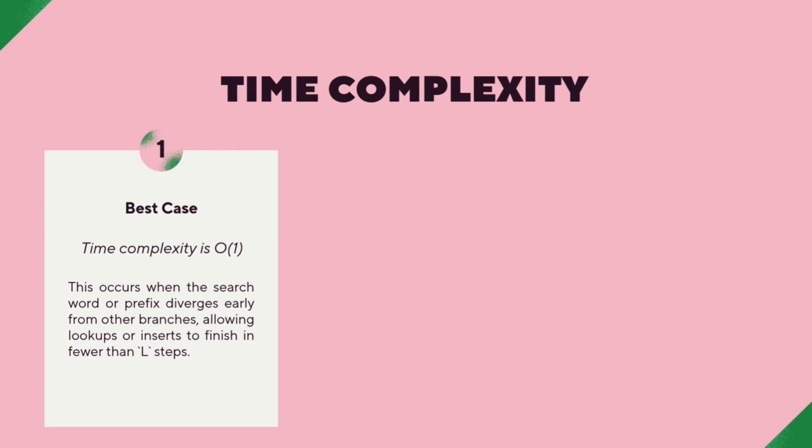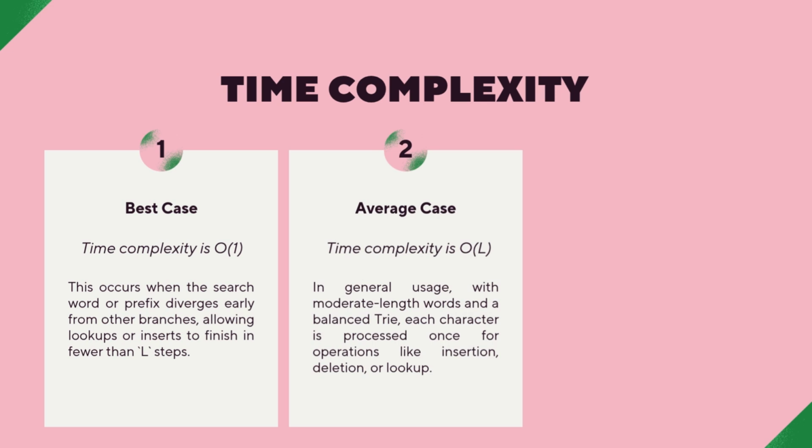However, we still express the best case as big O of 1 when the prefix mismatch occurs right at the start. Average case. In general usage, where words are of moderate length and the trie is balanced with a fair distribution of characters, the average case time complexity for insertion, deletion, and lookup is big O of L. Each character in the input word is processed once, and each operation moves from one node to another in sequence.